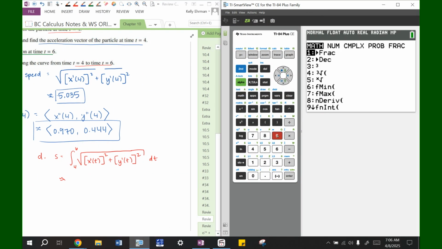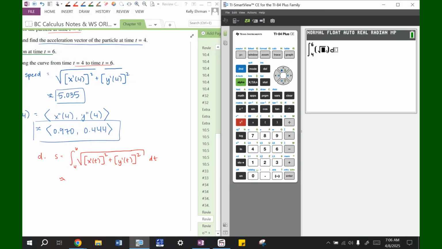All right, so math 9, 4 to 6, square root. You could put the x prime and the y prime into your y equals if you want, and then just do y1 squared plus y2 squared. I am not going to do that. I'm just going to say, okay, dx dt is a square root equation. So if I square it, it would just come out to be 1 plus x squared. And then I do need to square the other one. So the other one is natural log of 2 plus x squared. Close the natural log, close parentheses around it, and square that.